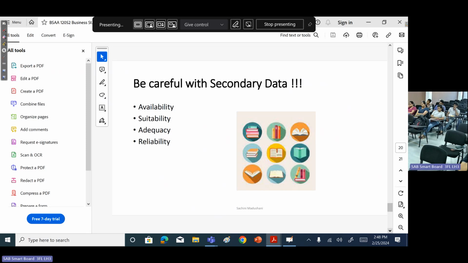When we want to get secondary data for our study, we must be careful about these 4 concepts. First, we check whether the data are available or not. If available, we check whether they are appropriate to my study, then whether they are enough. Finally we check the reliability: whether the data were collected through the correct collection method, why they collected this data, and the accuracy of the data.